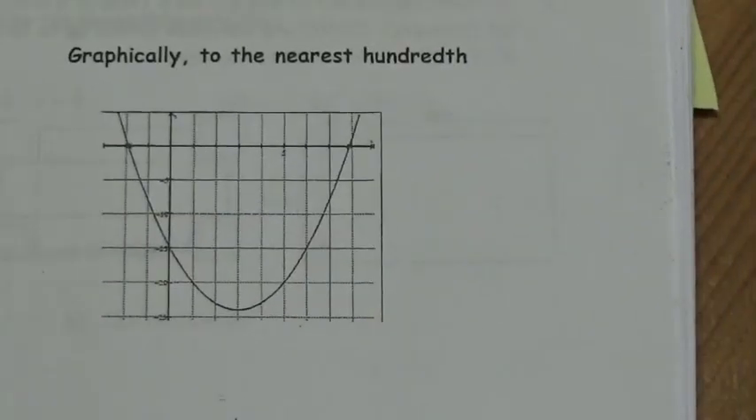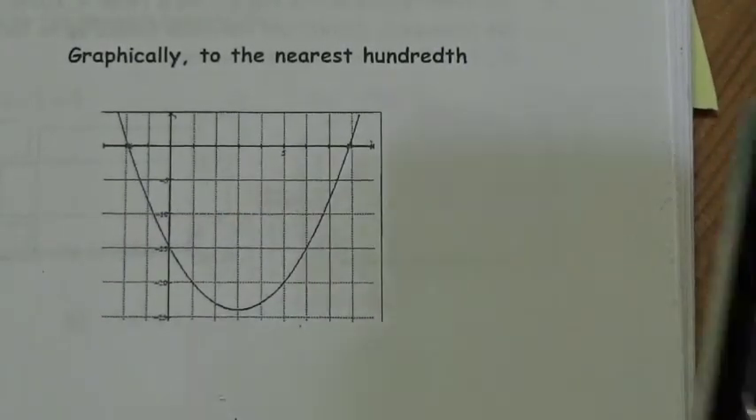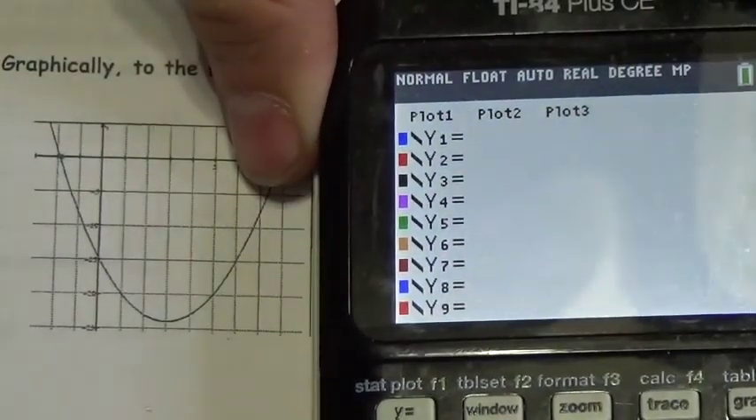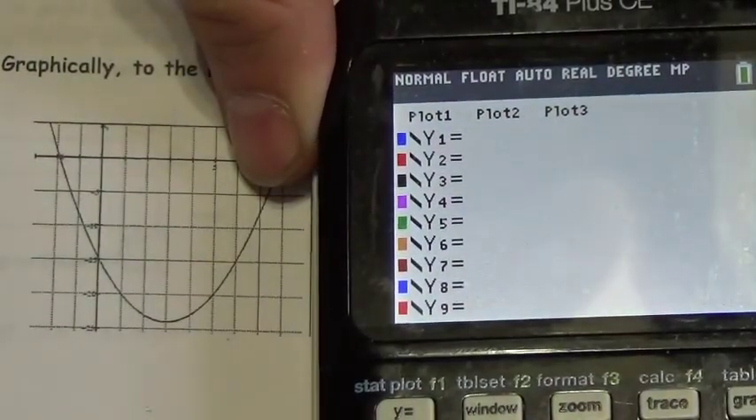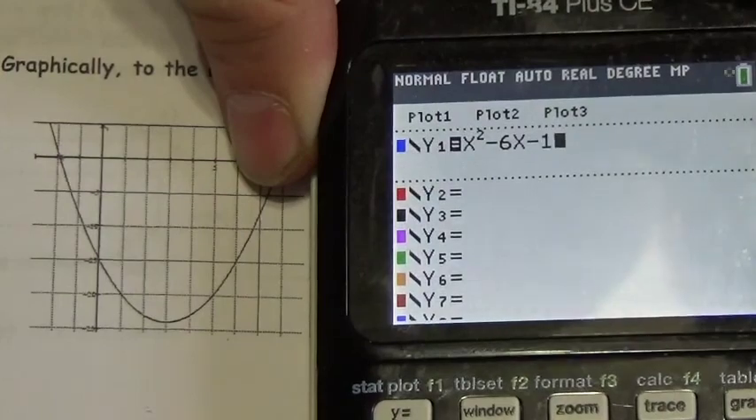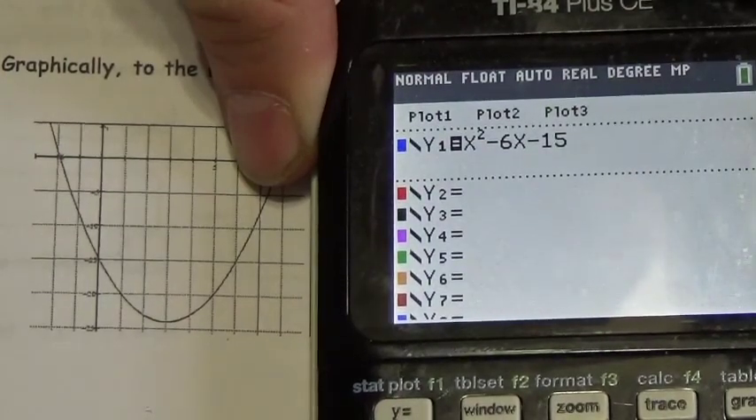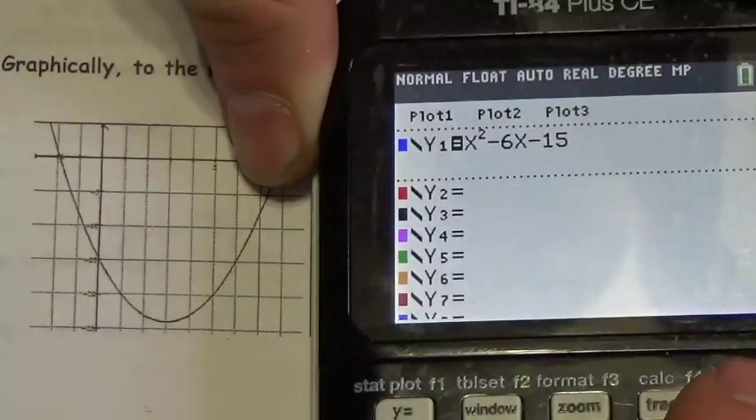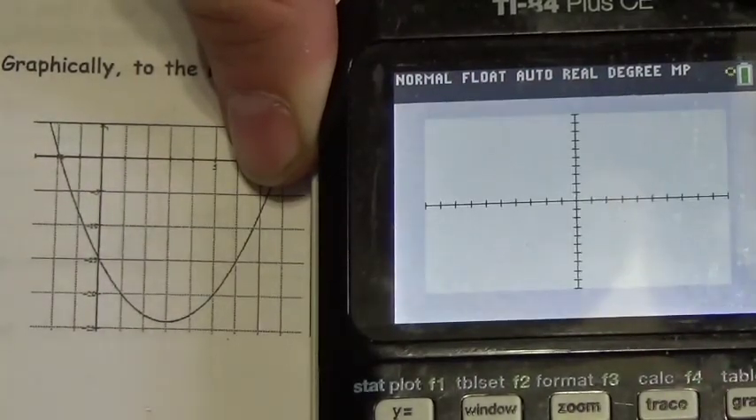Now, let's take a look at what the graphical solution would look like. What I'm going to do is I'm going to go to my y equals, and I'm going to enter my equation. Instead of putting the 0 in there, though, I'm going to replace the 0 with y. So this will become x squared minus 6x minus 15. Right now, I don't really know what my window settings should be. Now, the graph is right there, but just let's pretend here. So I'm just going to press graph and see what I see.